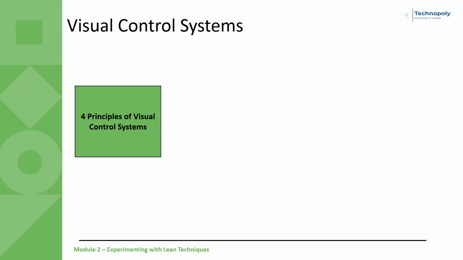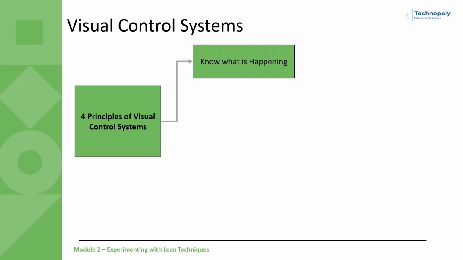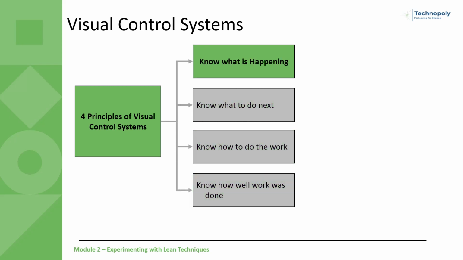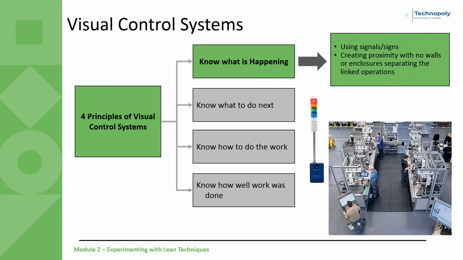To prevent pitfalls from happening, we must follow these 4 principles for effective visual control system. Know what is happening. Know what to do next. Know how to do the work. Know how well work was done. The first principle is know what is happening. This is having awareness of what is happening on the floor.